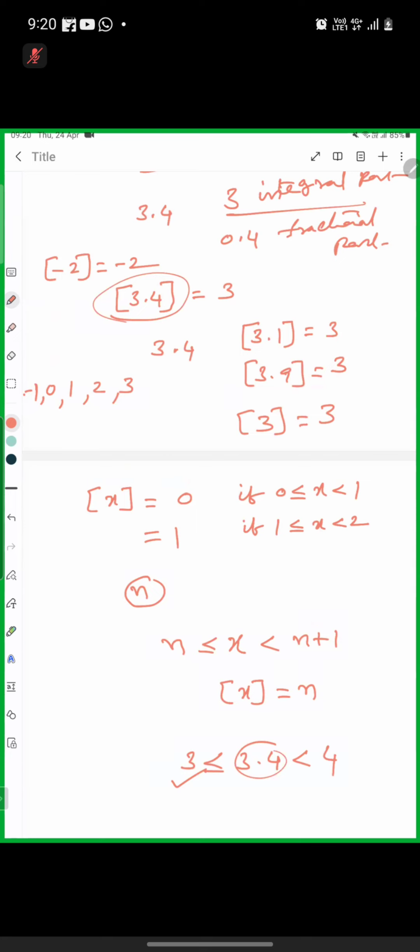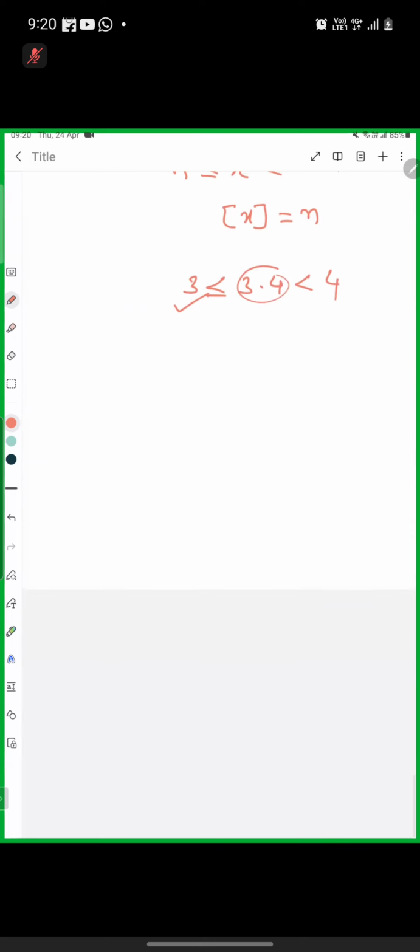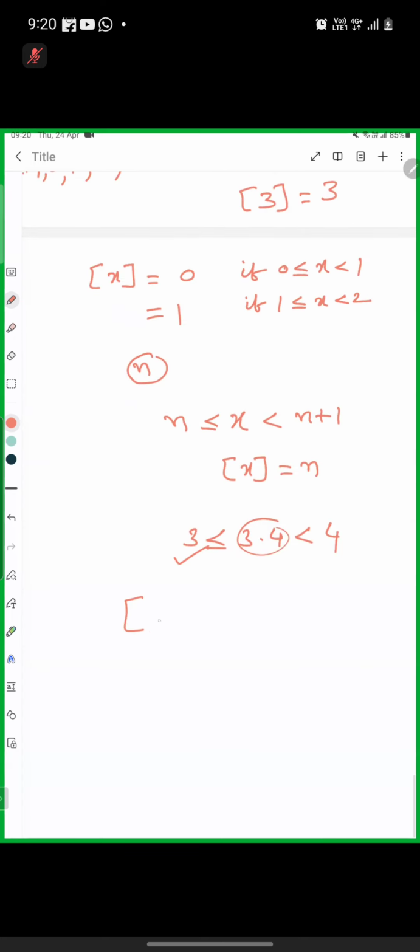So any doubt in this definition? No, sir. Now tell me, the integral part of minus 2.3. Minus 2? No, minus 3. Minus 3.